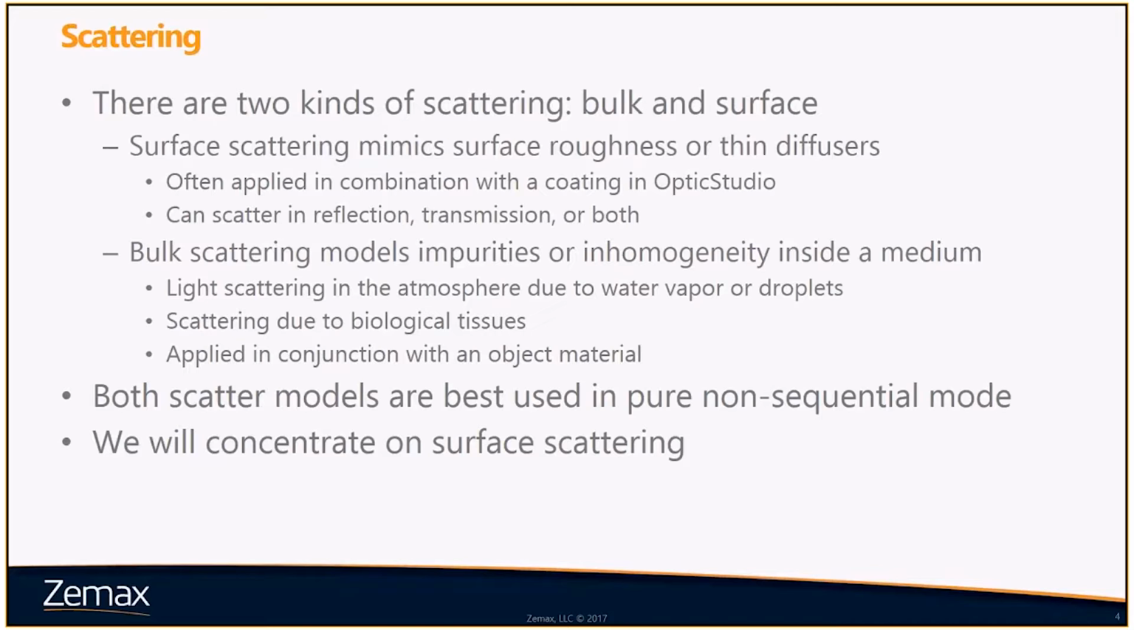And much like surface scattering is often combined with a coating, bulk scattering is usually combined with an object material. So the object will have some index, some material, some dispersion, and then it can also have this bulk scattering behavior. Both of these scatter models are best used in pure non-sequential mode. There are some exceptions to that rule, but they are best used in pure non-sequential mode. And for the purposes of this webinar, we're going to concentrate on surface scattering.